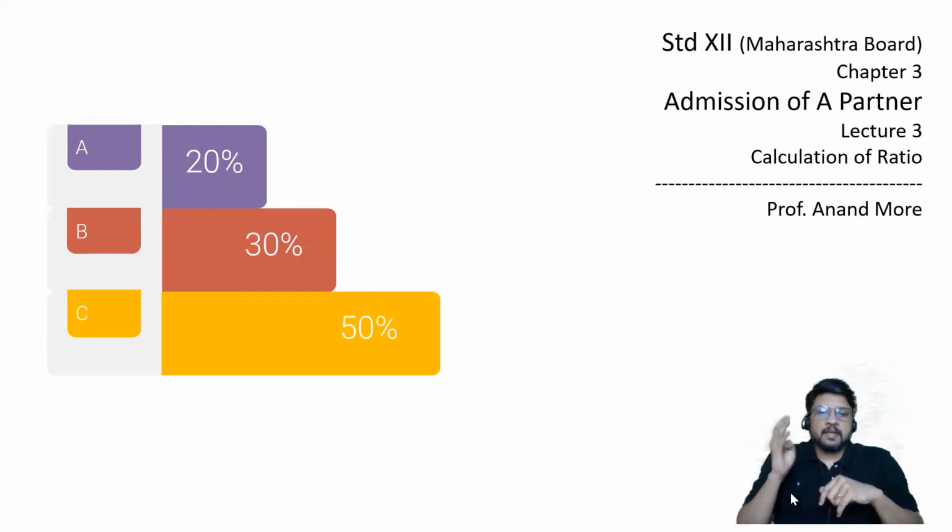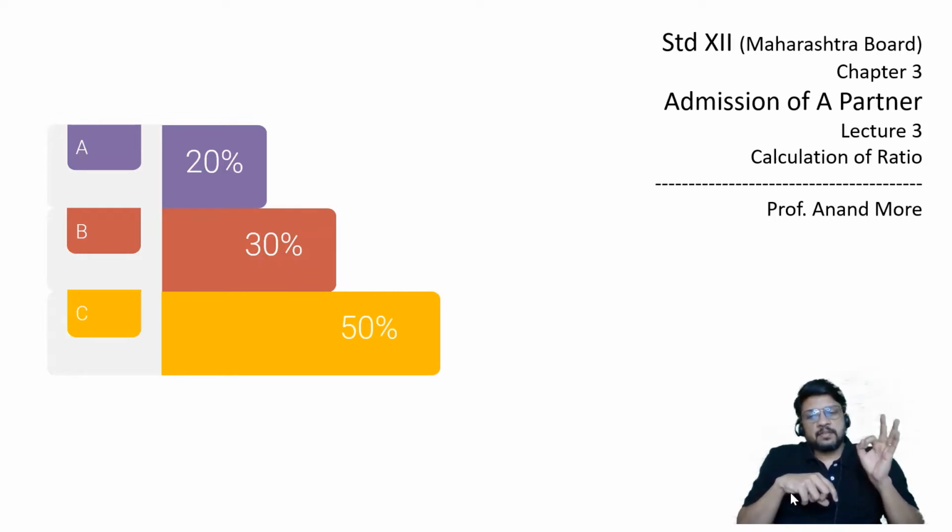Remember, we are basically talking about step number 4. There are 7 steps in accounting of admission of a partner. First step is open necessary ledger accounts. Second step is transfer of assets and liabilities. Third step is capital brought in by new partner. Fourth step is treatment of goodwill. Fifth step is revaluation of assets and liabilities. Sixth one is close revaluation account, find out profit or loss and transfer it to partner's capital.